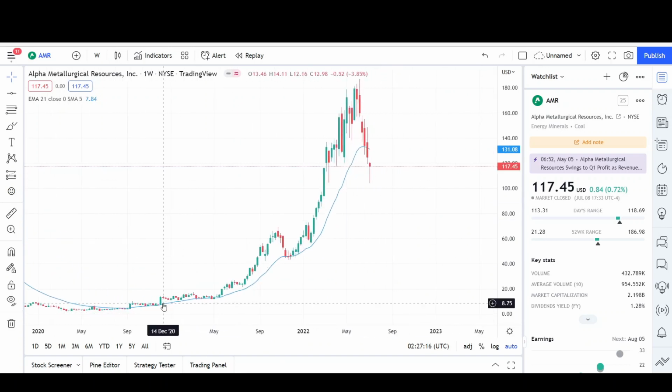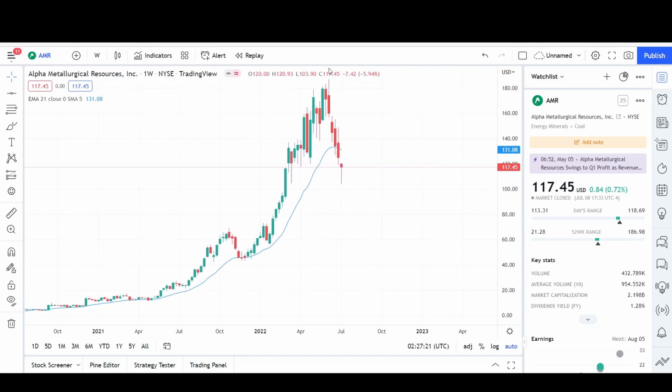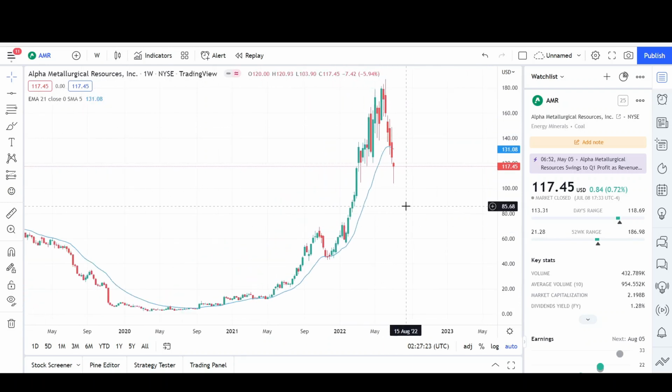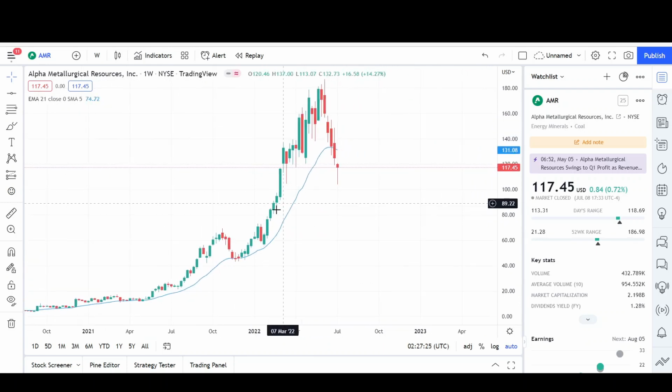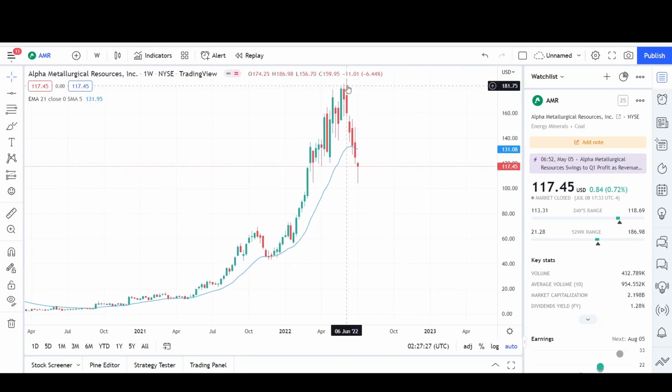So we had the massive run up from around sub $5 all the way up to 186. So that's a large move up, so we're going to see a large move down also. A lot of people who have profits are going to be taking it. So that's why we're going to be seeing these large drops. I'm still expecting a retest of those highs.